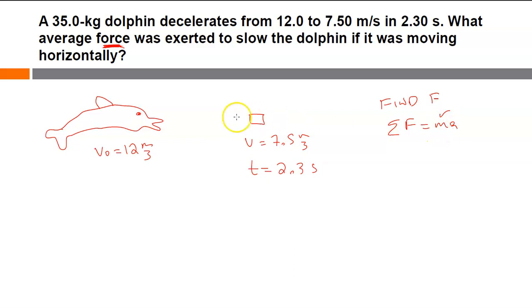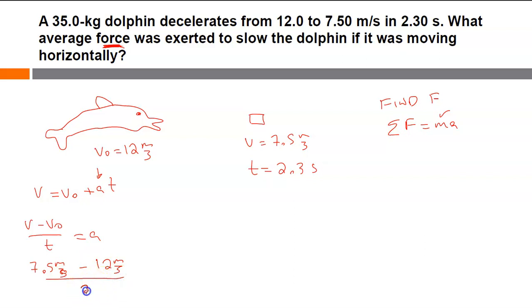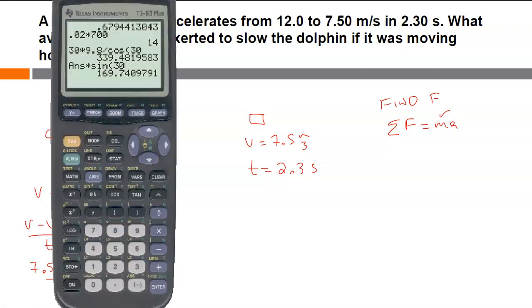Could I get the acceleration? I've got V0, V, and T. That would work. I can get the acceleration because I know some kinematics. I know that V equals V0 plus AT. That's one of my formulas. And I could solve that for A. And when I put my numbers in, 7.5 meters per second, minus 12 meters per second, all divided by 2.3 seconds, that's going to be my acceleration. So now I've got a piece of the puzzle I didn't have before.